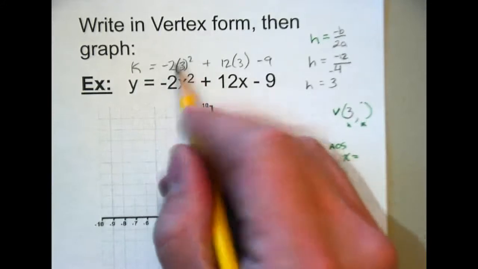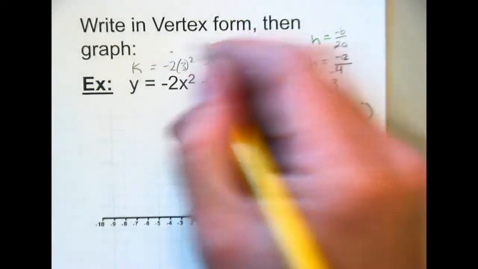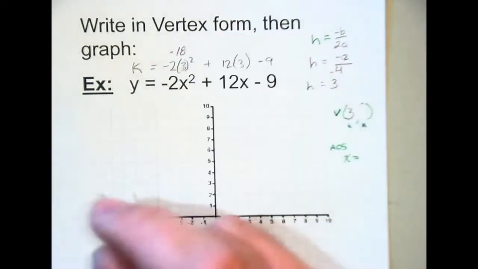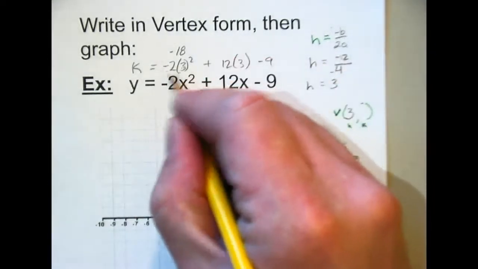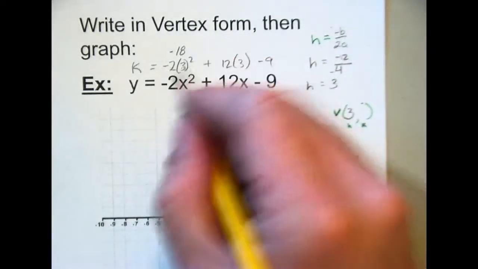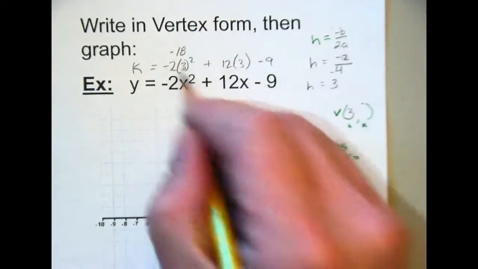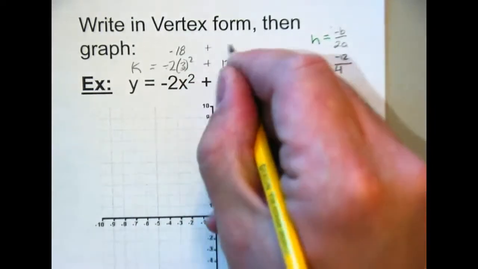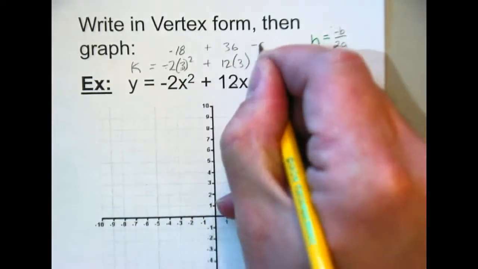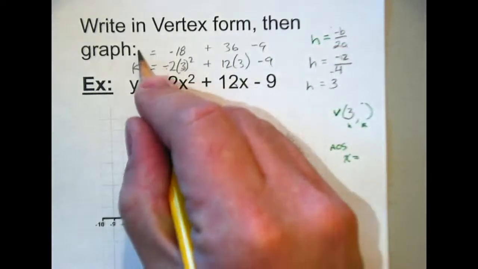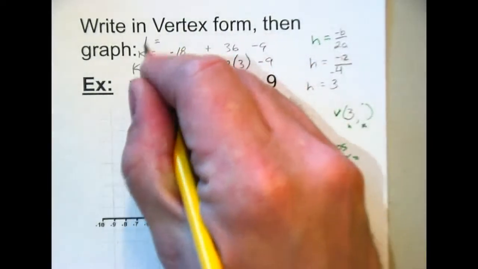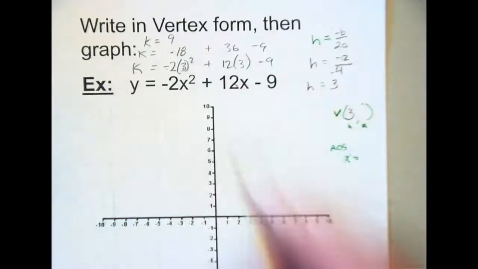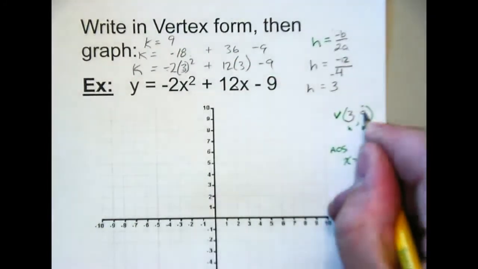So that's 9 times negative 2, or negative 18. If you ended up getting positive or negative 36 right there, you messed up. You multiply these two and we get negative 18 here, plus 12 times 3 is 36, minus 9. So our k value is? 9. It is 9. K equals 9.